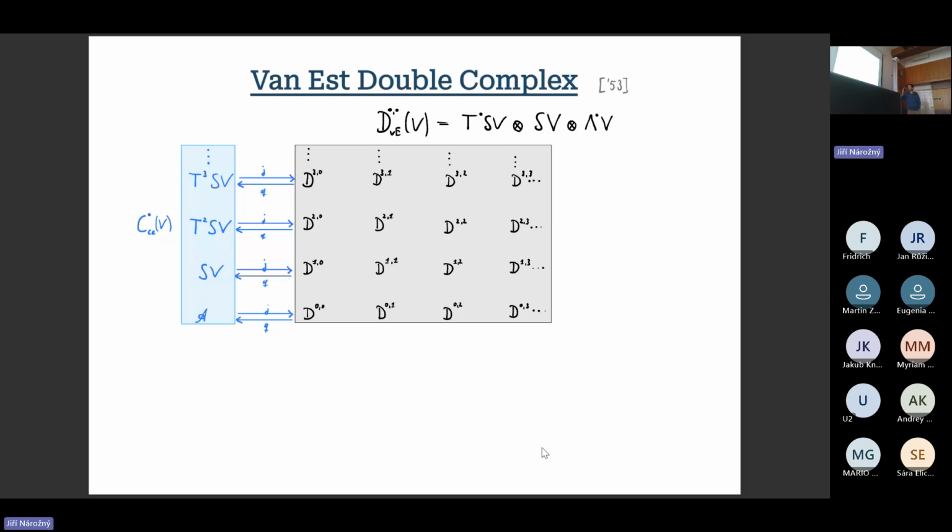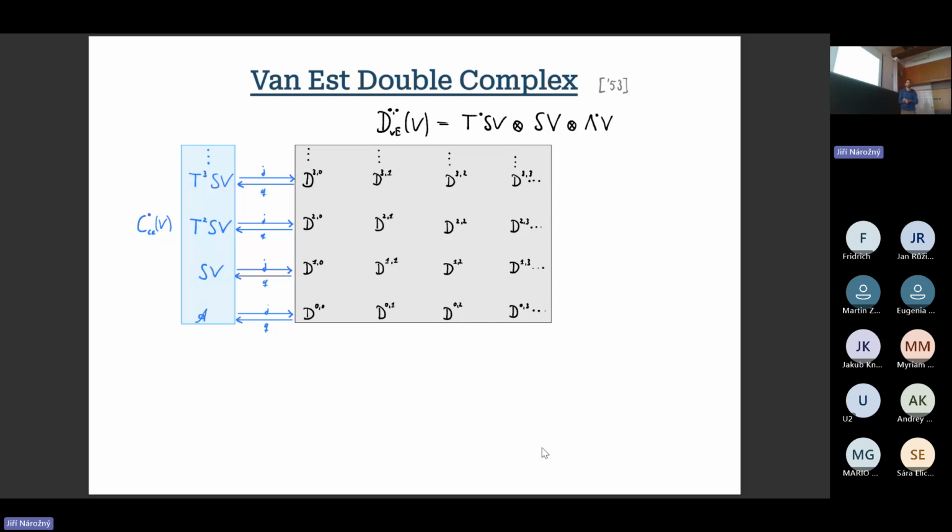Okay, you can think of it as just this usual grid, and we have some obvious morphisms between the co-algebra complex and this Van Est double complex. Right? We can just embed the co-algebra complex into this one by simply setting the SV and the wedge V part to 1. So this is our map J, and the way back is just, okay, we project in the SV and in the wedge V part to degree 0, and then we obtain something in the co-algebra complex again. So we have kind of obvious injection and projection maps here.